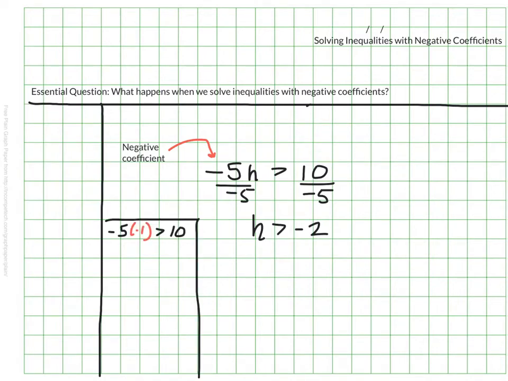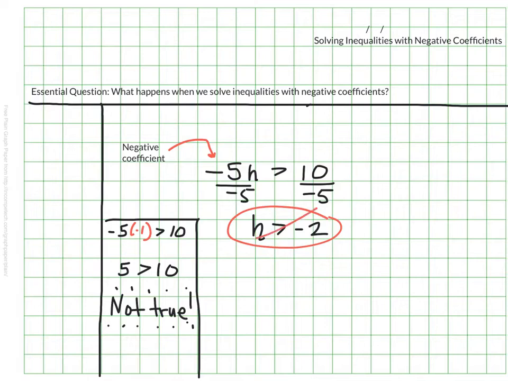So I've selected a number that is greater than -2. -1 is bigger than -2. And if I test this out, -5 times -1 is 5. And if I finish writing this, I would say that 5 is greater than 10. But this, of course, is not true. Choosing a number that was greater than -2 and plugging it back in did not get me an inequality that was true. 5 is definitely not greater than 10. This cannot be the answer. This right here that we thought was our answer must not be true.